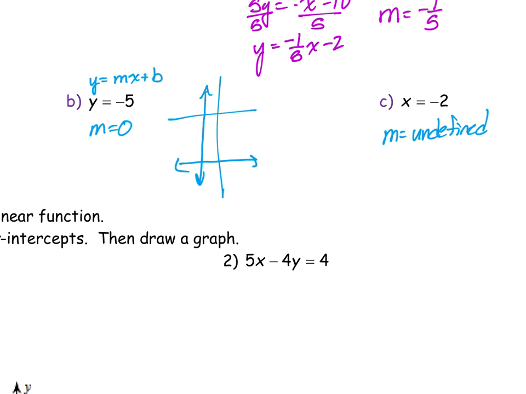Does that help a little bit? If you imagine what the graph looks like, this says y equals negative 5. That means my graph is going to go through y equals negative 5. This one says x equals negative 2. This way. I know, a little confusing, right? We're spending a whole lesson on vertical and horizontal lines. One whole lesson, vertical and horizontal lines.